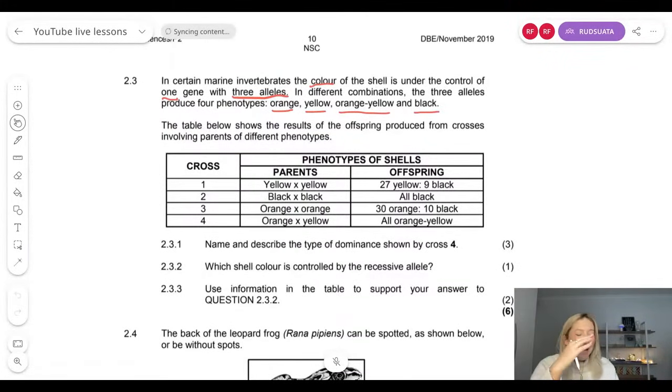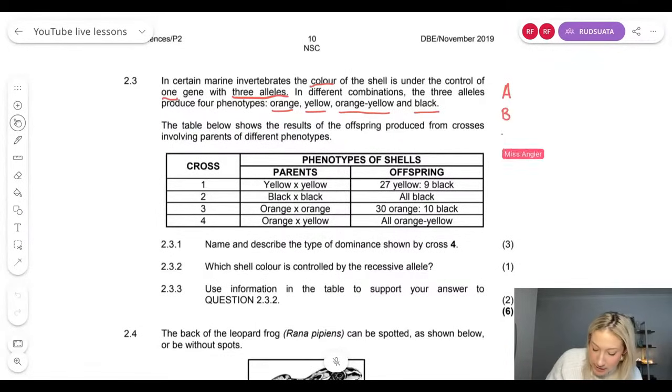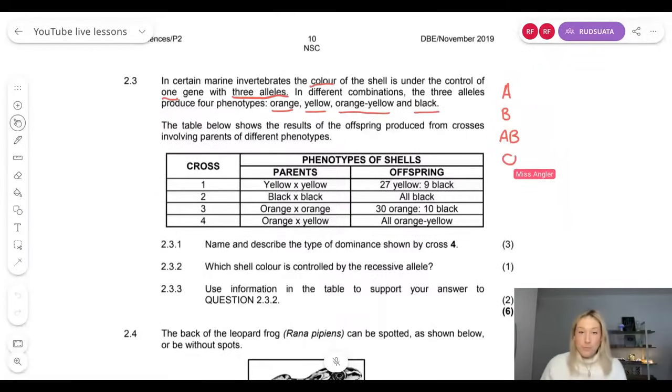Is there any time that you've studied something where you've had multiple alleles, meaning more than 2 alleles, and you've had different combinations? And the answer is, everybody, blood groups. This question is a blood group question disguised as a color of the shell of these snails or these marine invertebrates. And I'll prove my point, because in blood you have A, B, AB, and O.